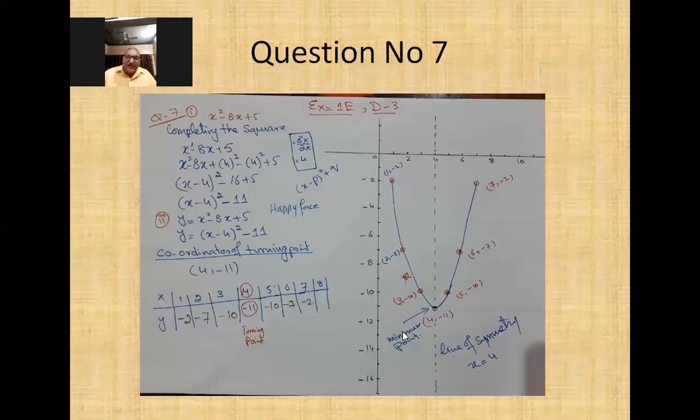This is the line of symmetry. The line of symmetry divides the graph into 2 equal parts, and when you fold them, they will coincide, they will come over each other. So this is the line of symmetry. It's always a vertical line, and its equation is always x equals to constant, and that constant here is 4. So the line of symmetry equation is x equals to 4.